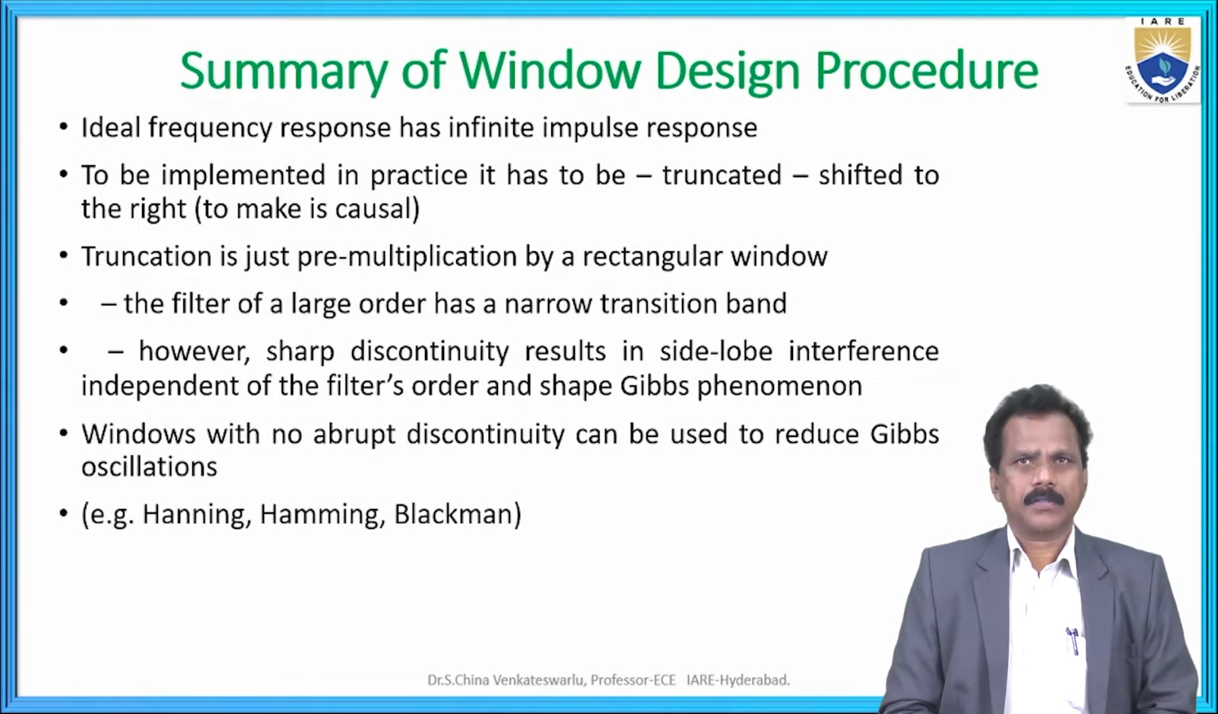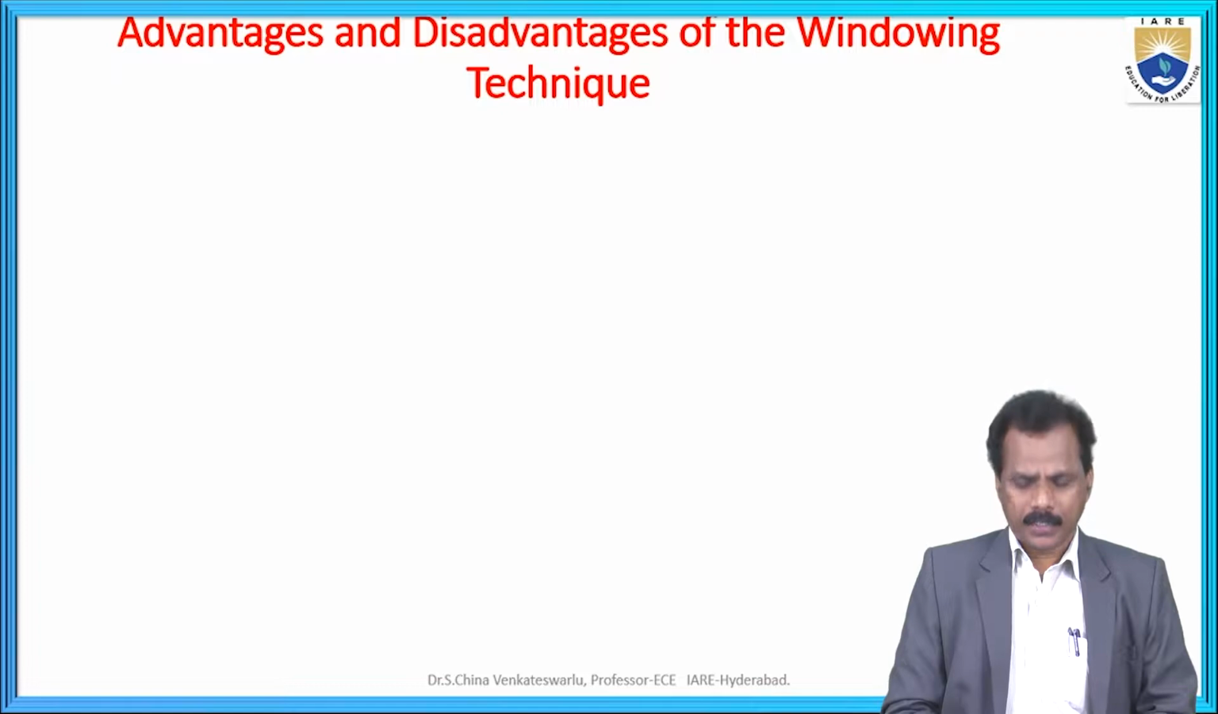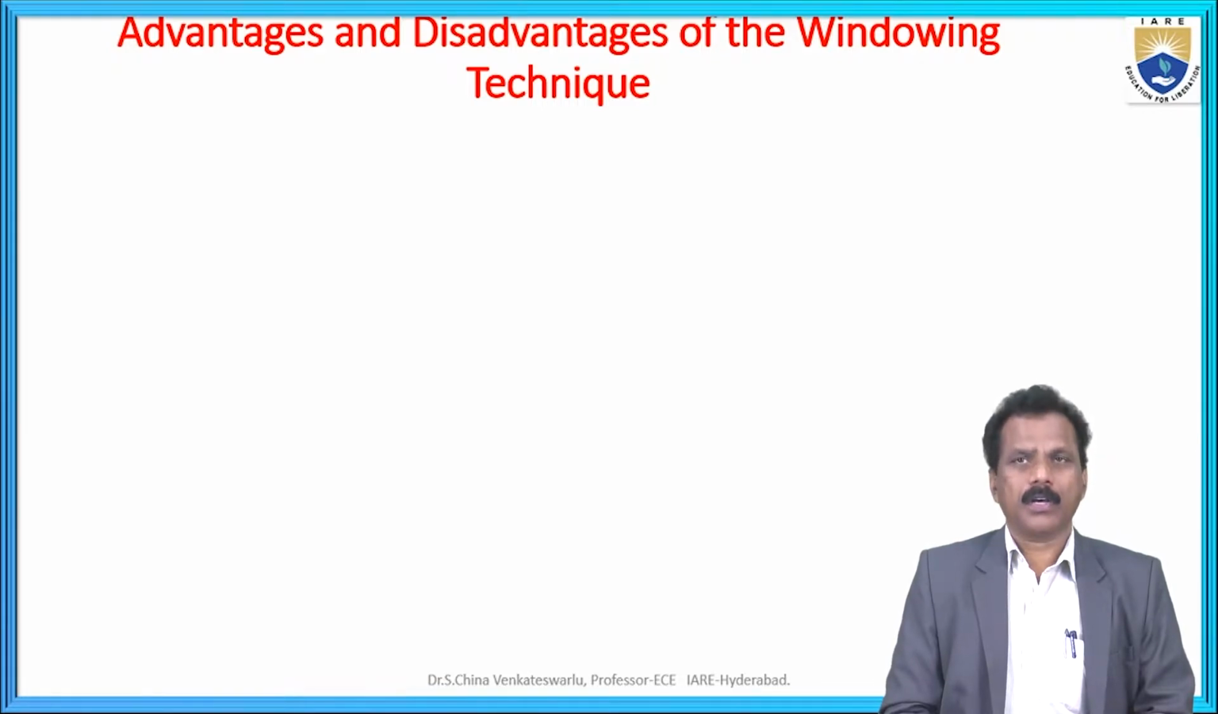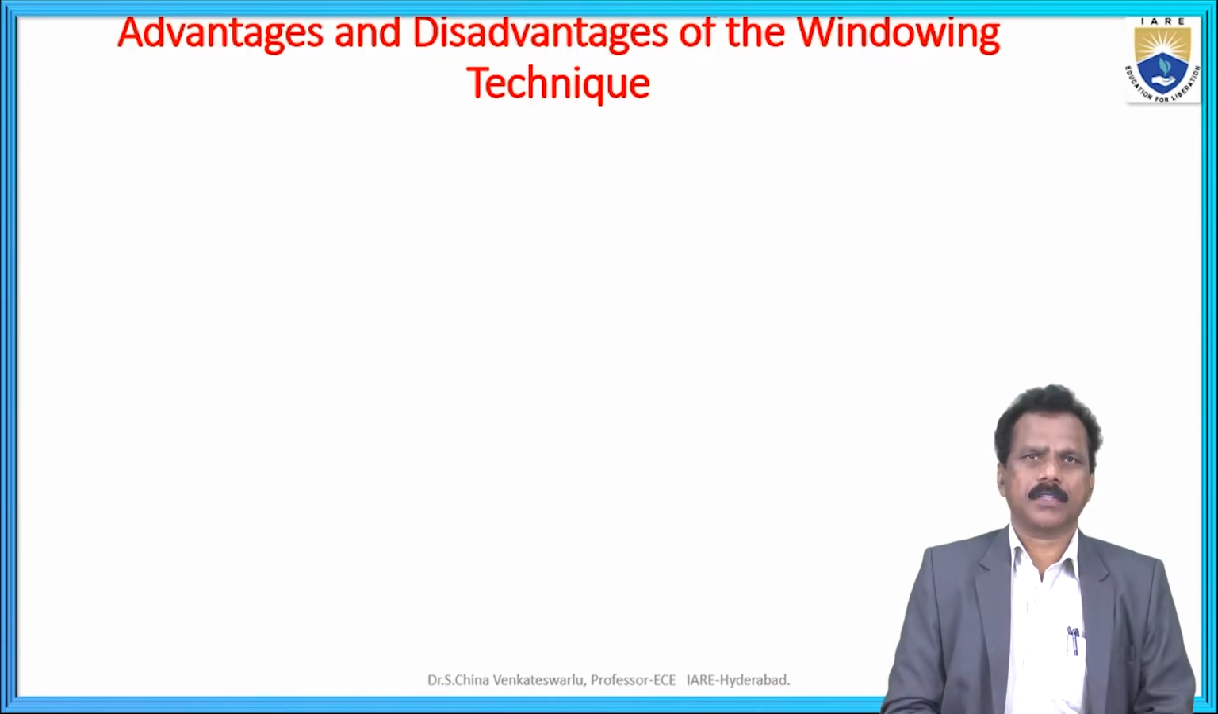Using all these windows, these are the popular windows: Hanning, Hamming, Blackman. Next, the advantages and disadvantages of the windowing technique. What are the major merits and demerits while you are using the window techniques, either the Hanning window or Hamming or Kaiser or Blackman windows? What are the major advantages and disadvantages while you are using this type of technique?